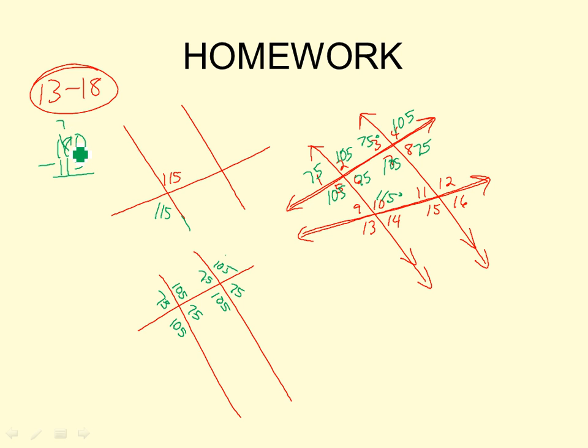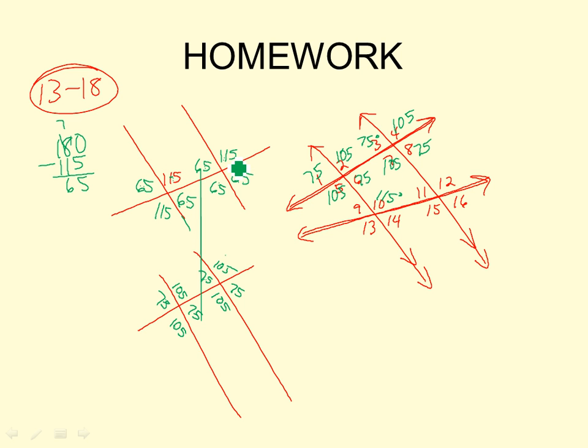That's 65. So this angle is 65, this angle over here is 65, this one and this one are alternate interior, so that has to be 65. This angle and this angle are alternate exterior angles, so that has to be 65. These two angles are alternate interior, so that's 65. This angle and this angle are corresponding angles, so that's 115.